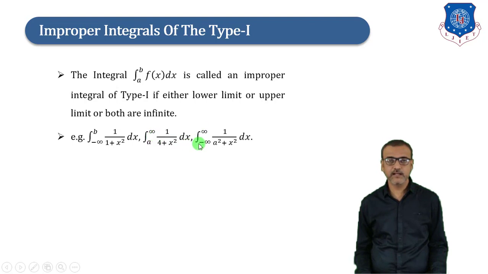And this is the third integration, from minus infinity to infinity of 1 upon a square plus x square dx. Here both limits are infinite. One is minus infinity and the other is plus infinity. So whenever you find an integration where one limit or both limits are infinite, those types of integrals are called improper integrals of type 1.